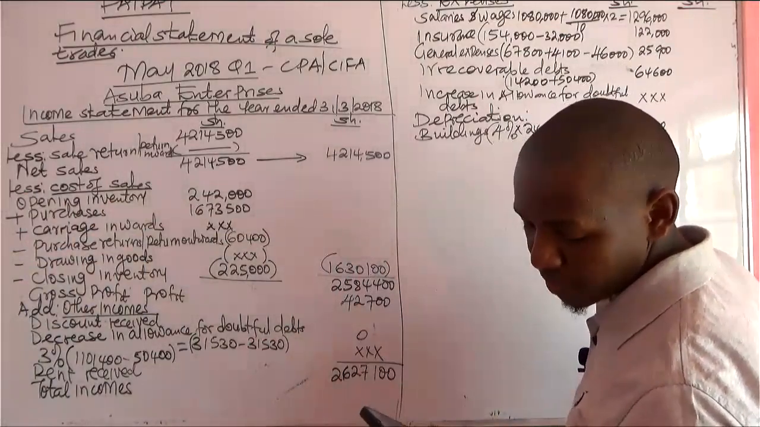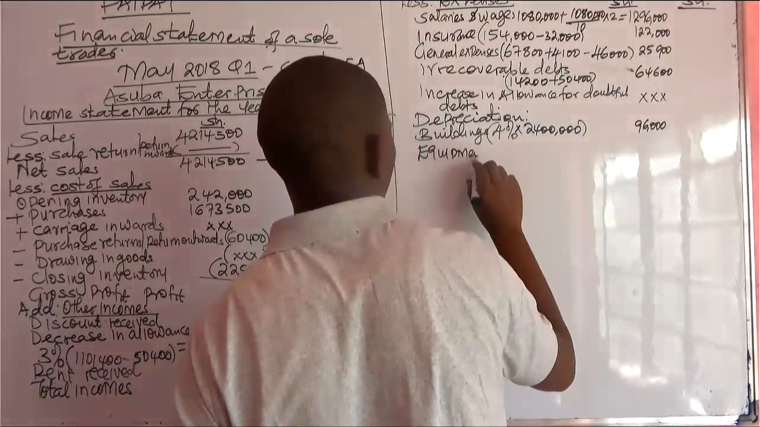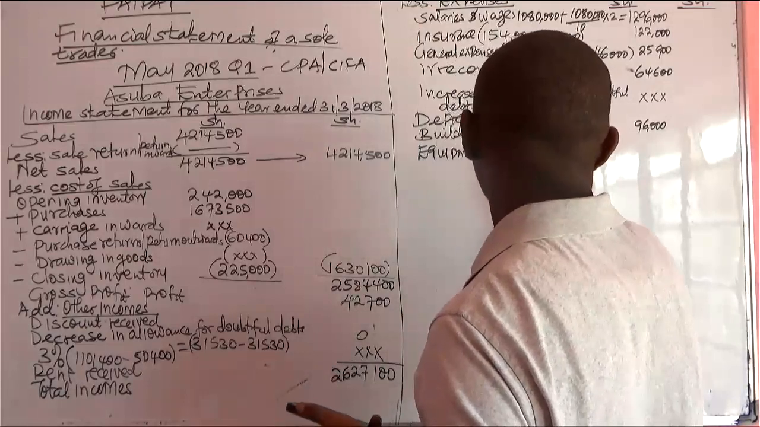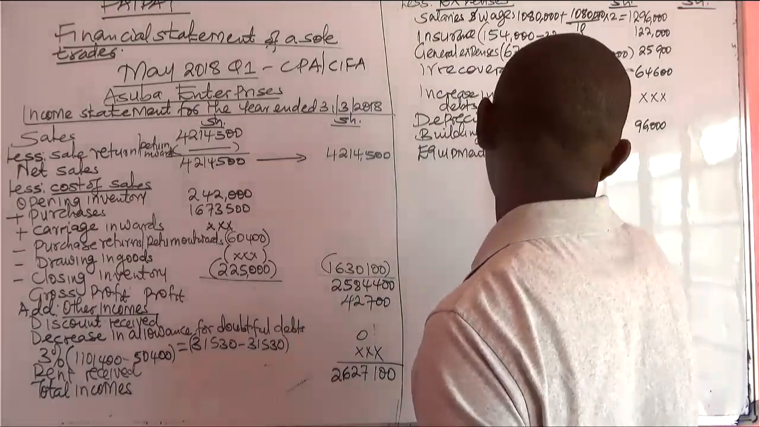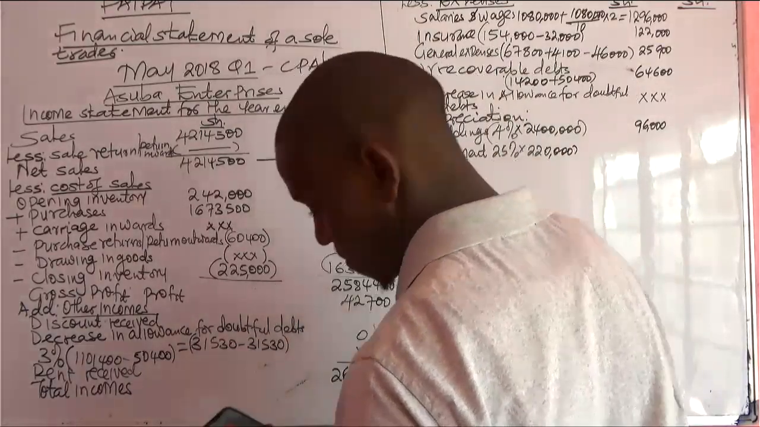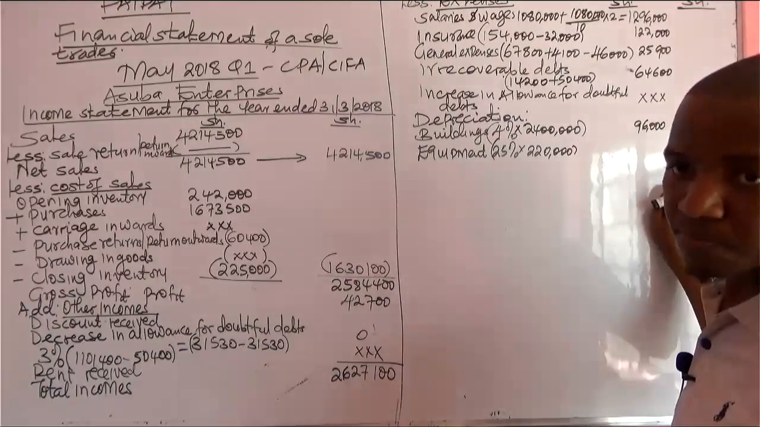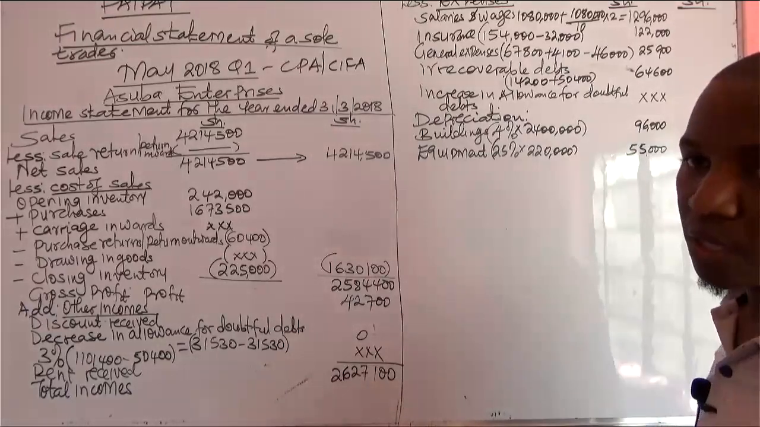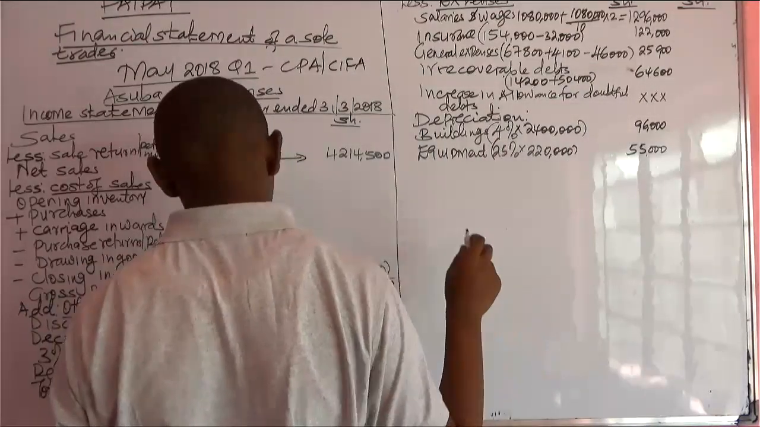So we proceed. We also add the equipment. What is the cost of equipment? So it is 25% on cost. Which in this case, the cost of equipment is 220,000. How much? 55,000. Right? We proceed.